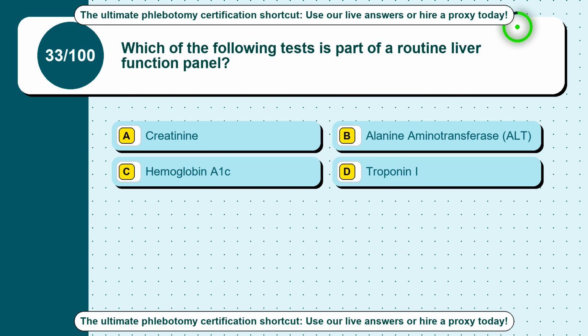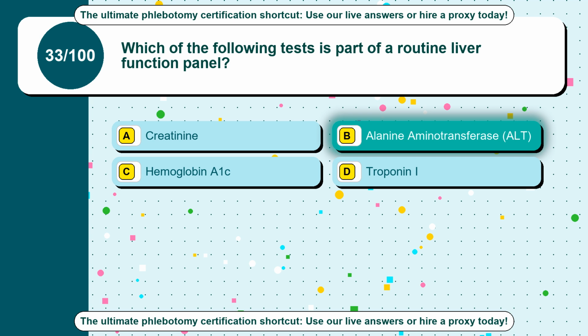Question 33. Which of the following tests is part of a routine liver function panel? Option A, creatinine. Option B, alanine aminotransferase, ALT. Option C, hemoglobin A1c. Option D, troponin I. The correct answer is option B, alanine aminotransferase, ALT.